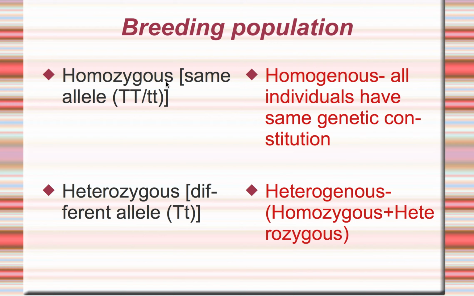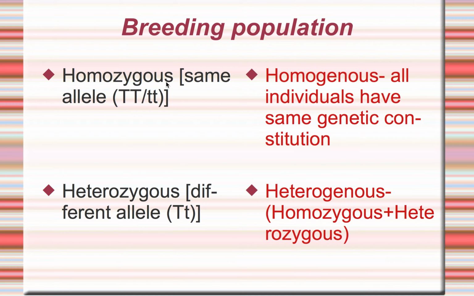Homozygous individuals are those which have the same genetic constitution. That is, the genetic background of homozygous individuals has the same alleles. For example, if height is taken into consideration, then that particular trait is represented by the letter T, and the alleles which constitute this character are capital T for tallness and small t for dwarfness.